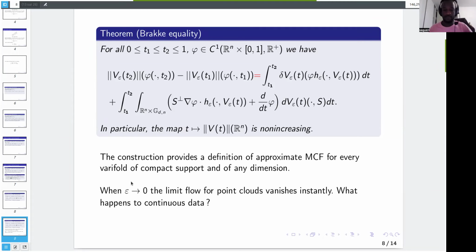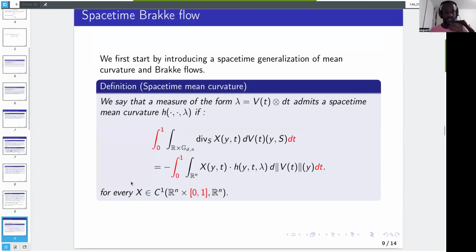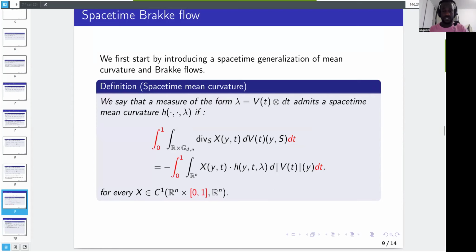What can happen? So first, we're going to replace a Brakke inequality by an integrated Brakke inequality for some technical reasons. So instead of defining, you take a measure of this form, Vt tensor dt, and instead of defining the mean curvature at a point at time t, you define it for the whole time. Well, I choose 0, 1 just for simplicity. You can choose any time interval.